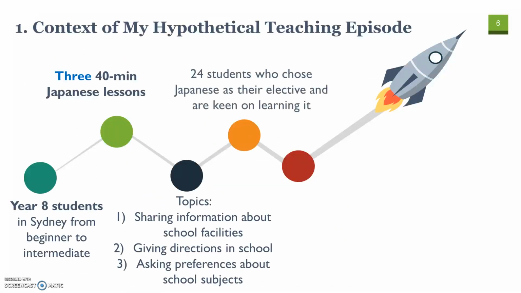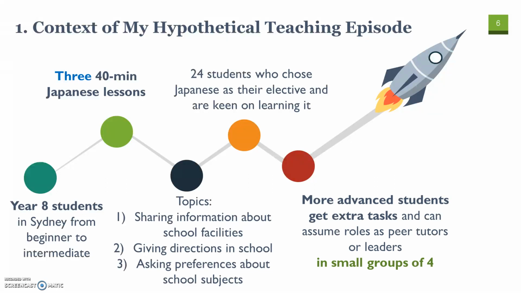The classroom consists of 24 students who have been studying Japanese for at least a year, and their proficiency level will range from beginner to intermediate. As Japanese is their chosen elective, they will be generally keen on learning it. On top of that, the class will proceed in small group formation of 4 students with mixed levels. The more advanced students can take the role of a leader or a peer tutor for the students who are still poor at reading Japanese alphabets.